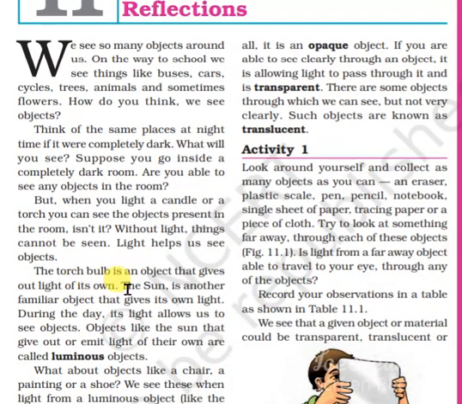The torch bulb is an object that gives out light of its own. The sun is another familiar object that gives its own light during the day. Its light allows us to see objects. Objects like the sun that give out or emit light of their own are called luminous objects.